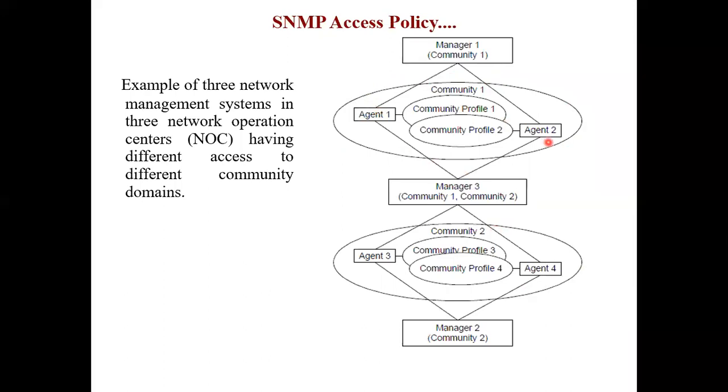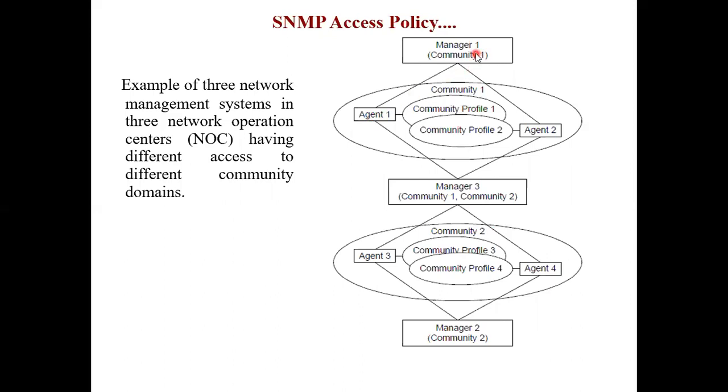So agent 1 and agent 2 belong to community 1. Suppose agent 1 has community profile 1, agent 2 has community profile 2. Similarly, agent 3 and agent 4 belong to community 2. Agent 3 has community profile 3, agent 4 has community profile 4. Now what is happening is, this manager has to interact with the agent to get the data.